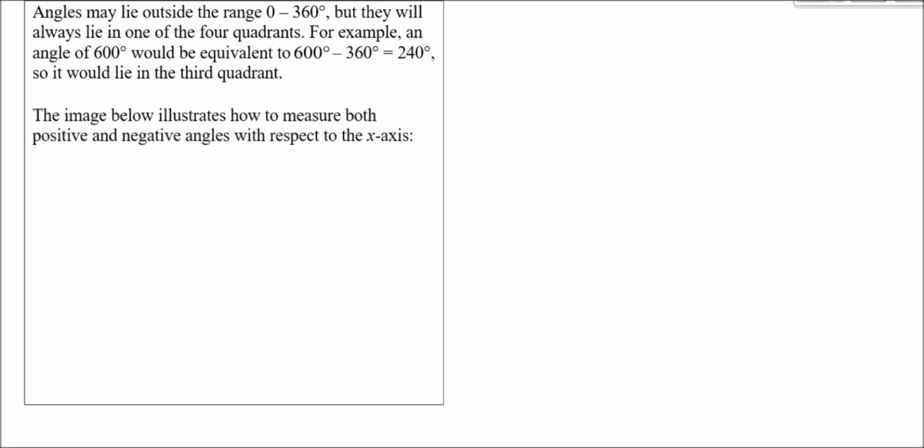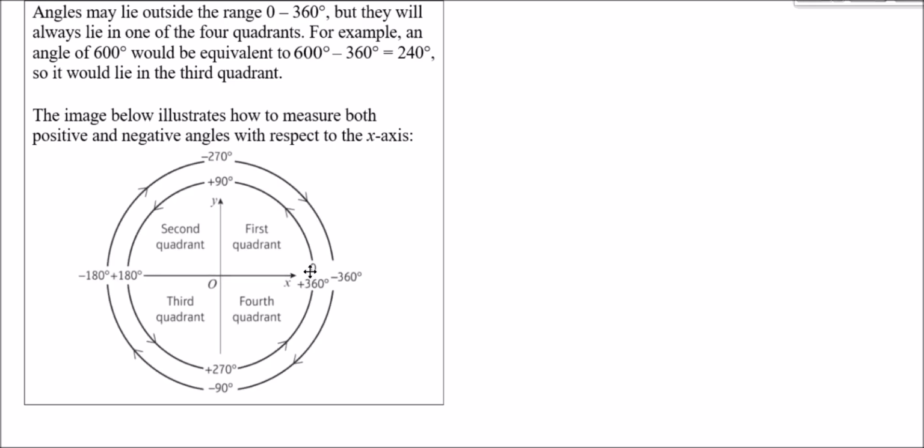So 240 would be in the third quadrant because it's more than 180 but less than 270. The image below illustrates how to measure both positive and negative angles with respect to the x-axis. Here, these lines going anti-clockwise start from 0, then positive 90, positive 180, positive 270, then back to 360, and then we reset at 0 again.